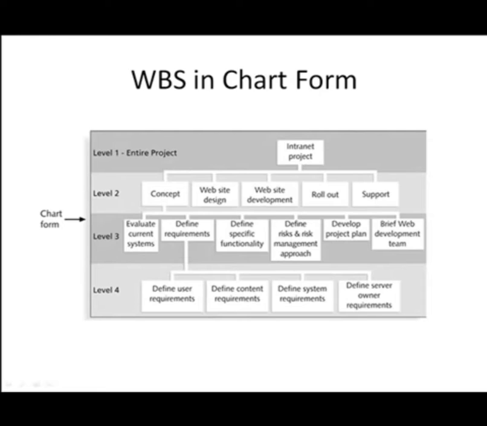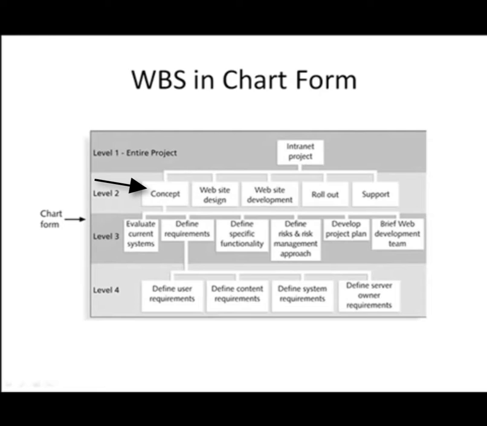In this case, there's 4 levels of detail. Level 1 being the entire project. In this case, it's called intranet project. Level 2 is the major categories of work. These 5 categories are listed across and directly underneath the project name. For each of these major areas of work, there will be another level. This particular form lists the work being done in the concept area.